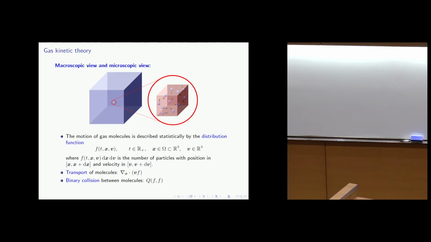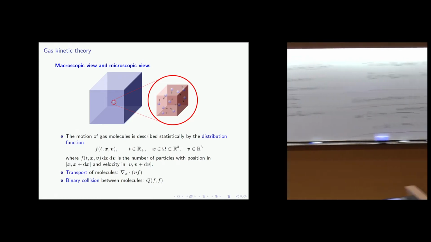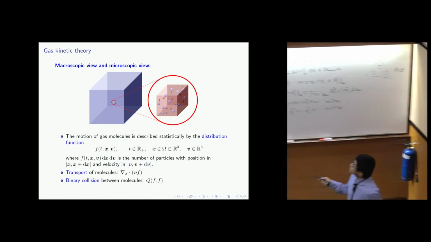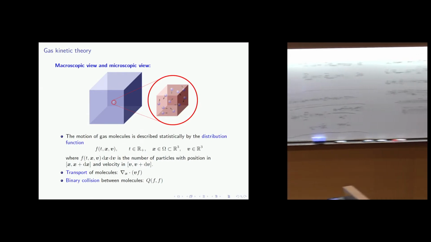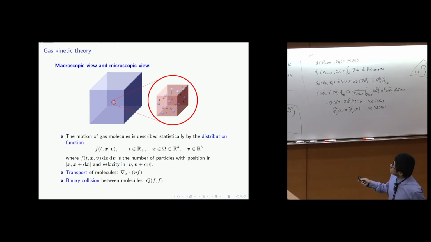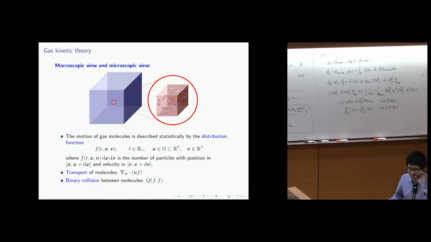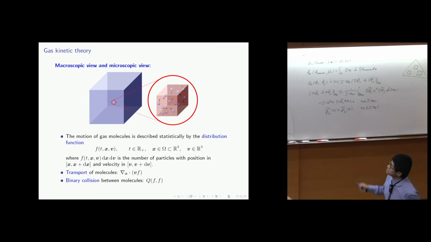It has three variables. The first one is time, because we want to solve an evolution problem. The second one is space, x. This is also easy to understand. And we have another variable, which is v, the velocity of the gas molecules. Then what does this distribution function mean? If you multiply this function by a microelement in space and multiply the result by, again, a microelement in the velocity space, what you get is the number of particles with position in this small element and velocity also in this small element. So this is the meaning of this distribution function.